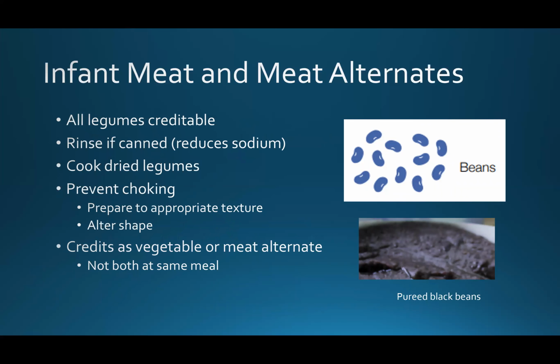All legumes are creditable, such as cooked dry or canned beans or split peas, lentils, black beans, pinto beans, black-eyed peas, chickpeas, and edamame soybeans. Rinse canned beans before serving to reduce the sodium content. Dried legumes must be cooked and prepared to the appropriate texture. Beans should not be served whole, and the shape should be altered to prevent choking. Legumes may be credited as a vegetable or as a meat alternate, but not as both in the same meal.